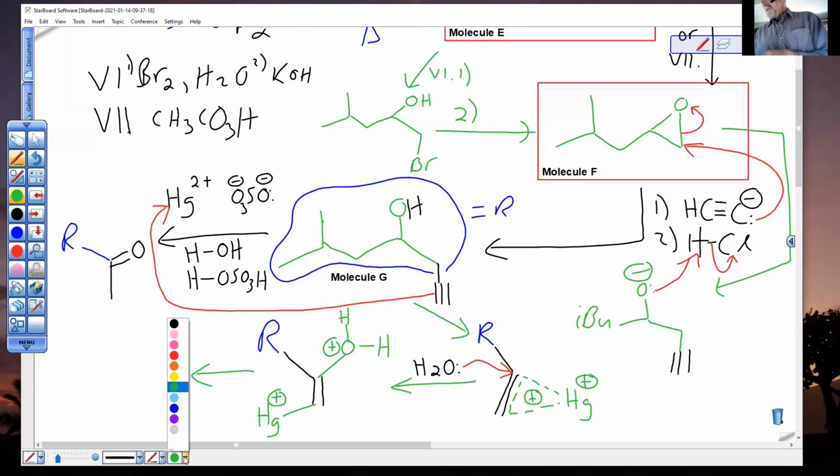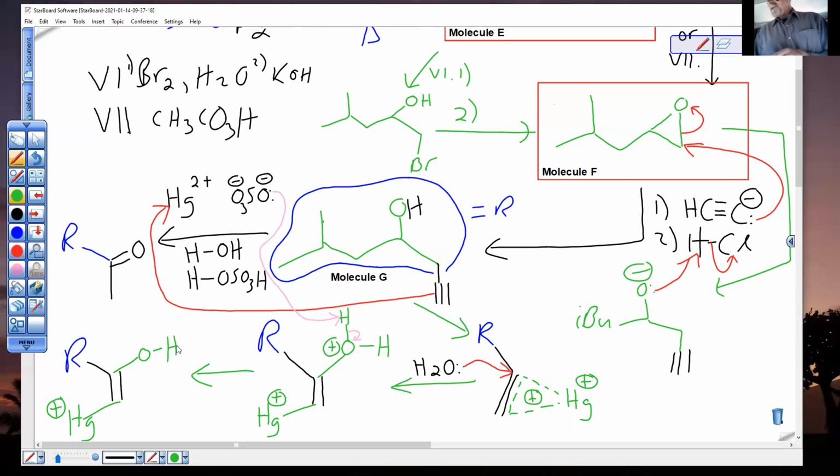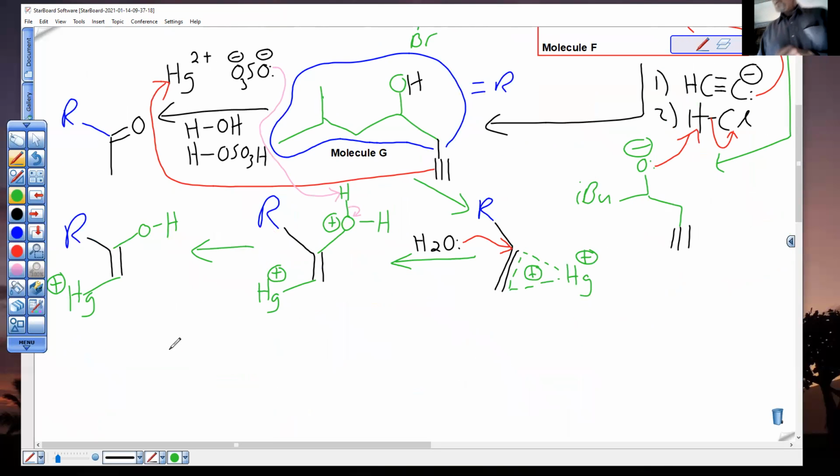Let's see what I can do. I'll go with a pink arrow. And that neutralizes the oxonium. Now you have RCCC, mercury plus still over here, and OH here. It's now time to remove the mercury using a strong acid. Also, strong acids have protons. Step is called protonolysis. Good word.